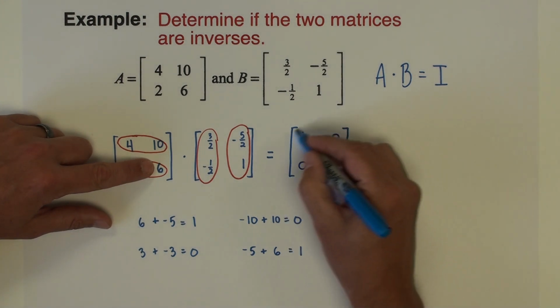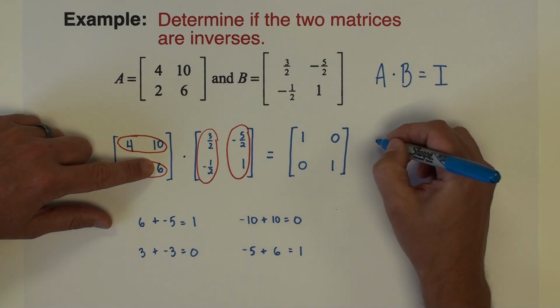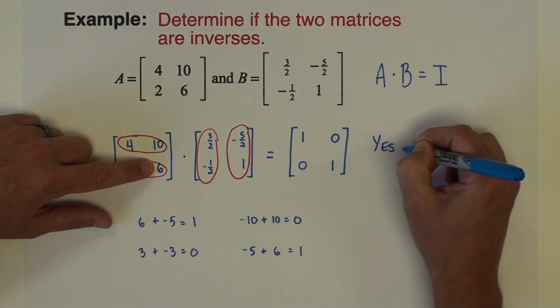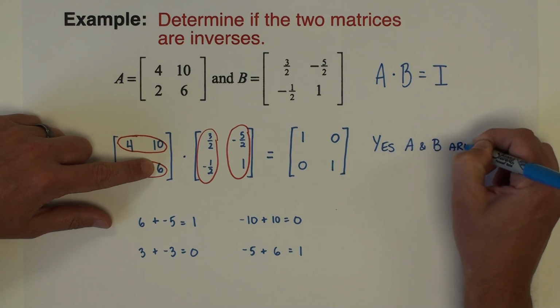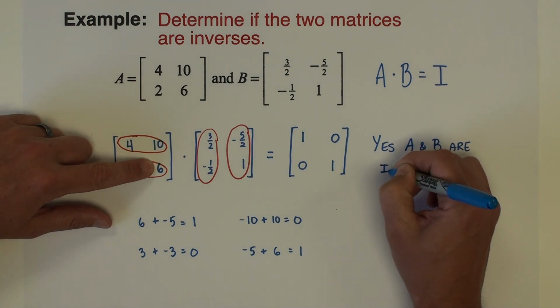Okay, so this matrix here is the identity matrix. So yes, A and B are inverses.